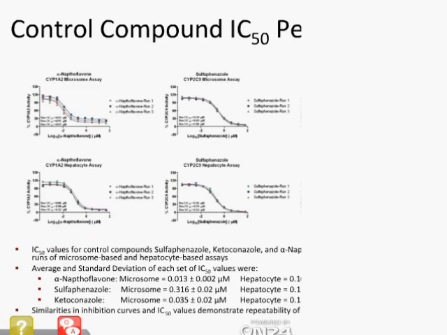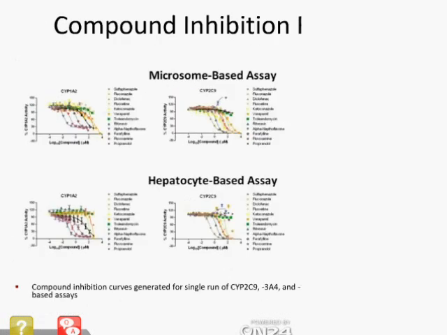Inhibition curves and IC50 values for a single known inhibitor tested with each assay are shown here. Similarities of the curves, as well as the low variation within the average IC50 values, show the repeatability of the process using automation. And then here we see data from a single run that was generated using the automated process for the biochemical microsome-based assay as well as the cellular hepatocyte-based assay. This helps to further illustrate how multiple compounds can be easily and efficiently profiled using this procedure.